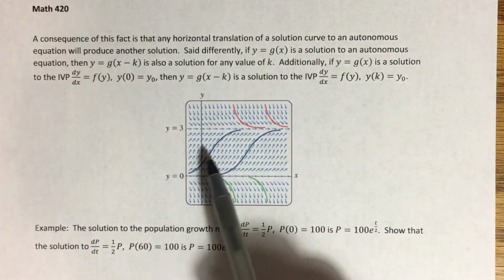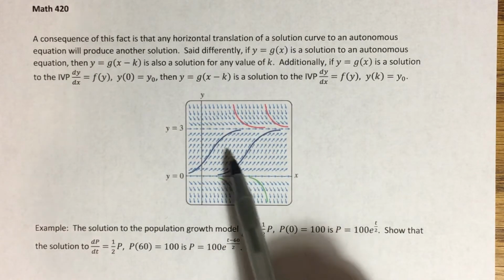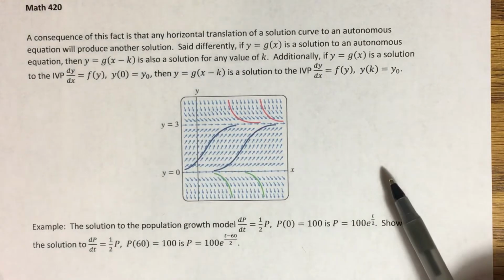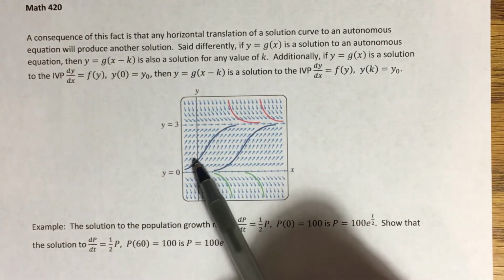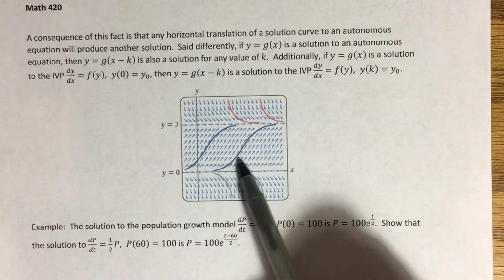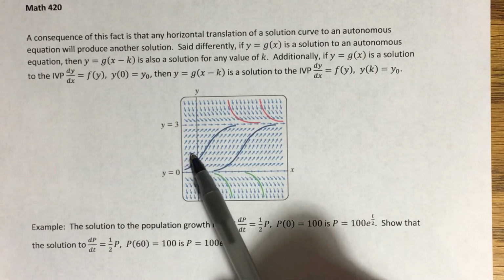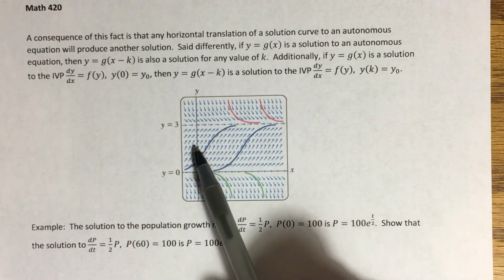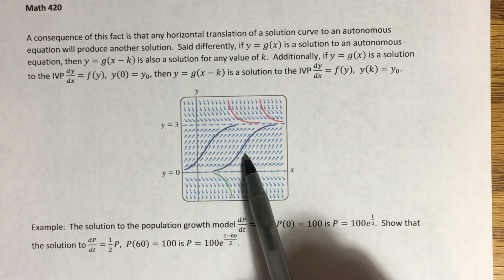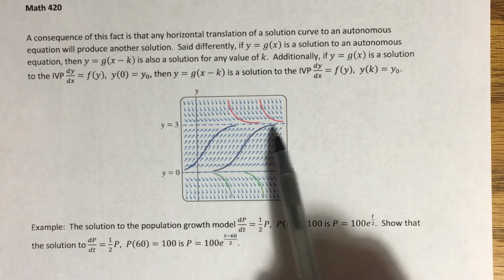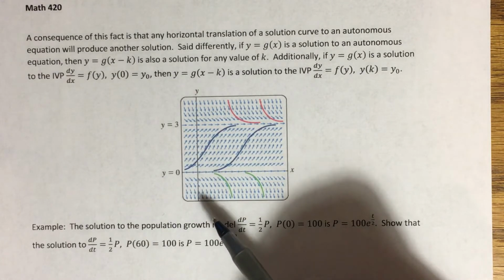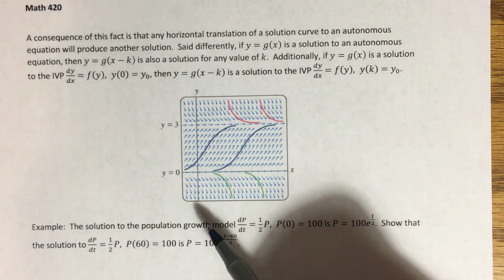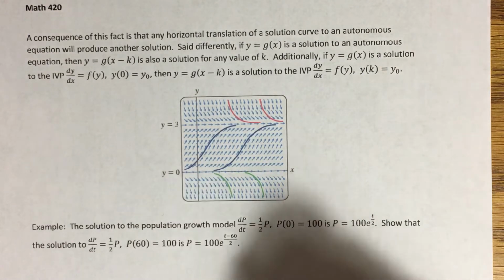And it happens that way because of that observation we just made on the previous page. Notice the lineal elements along any horizontal line in this slope field all have the same slope. And so that's going to generate the same curve if we just translate it left to right. We can actually say a little bit more than that, though, and we'll verify this with an example.